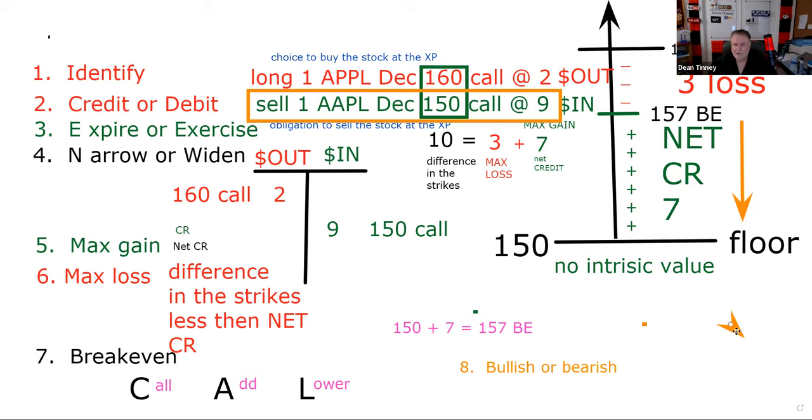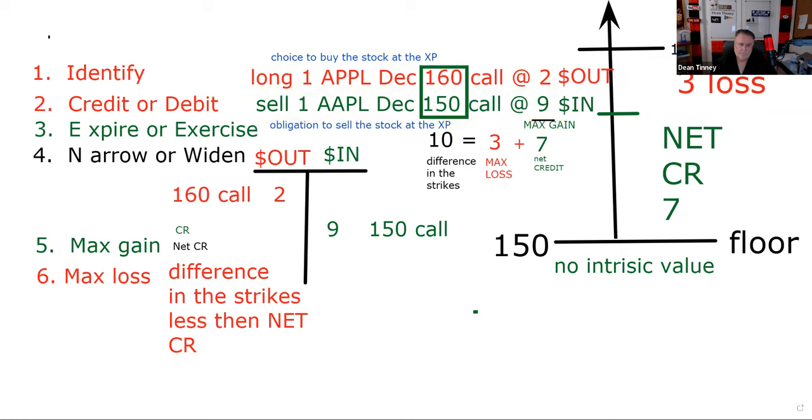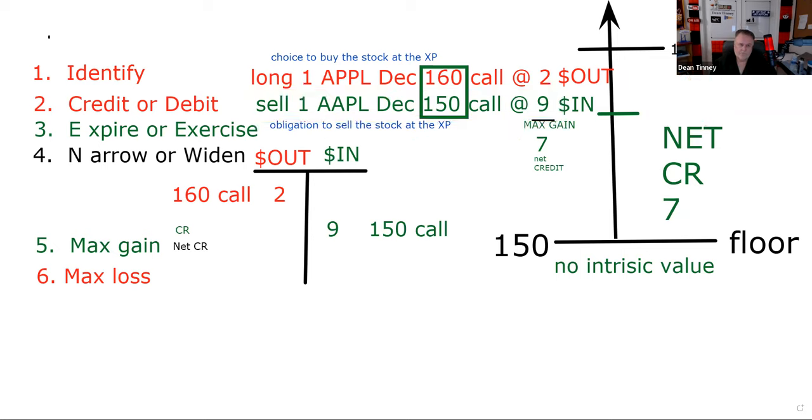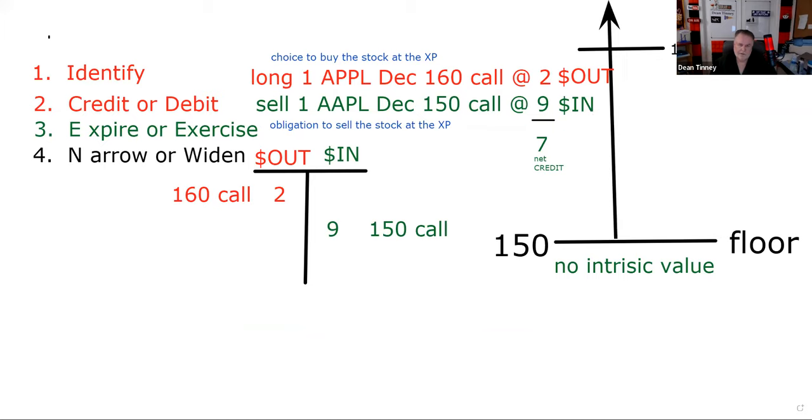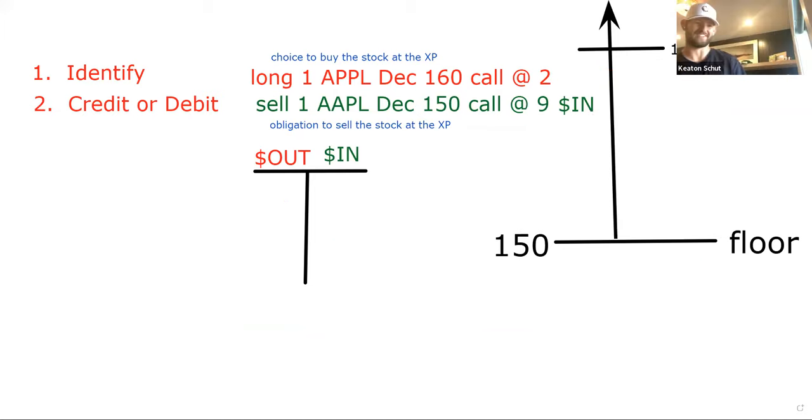So we did all 8 things we're required to do in a spread. We have to be able to identify it. We identified this as a credit spread. Let's just roll this back and see how far back it'll let me go. It looks like it's working.